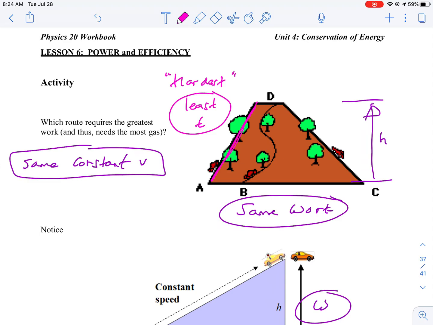Now, how hard it is has nothing to do with work, and time has no effect on work. So what accounts for how hard these things happen to be? And it turns out the answer is power. It turns out from A to D, that one actually requires the greatest amount of power. Whereas something like C to D has a lot less power required. And this is our new topic, power.